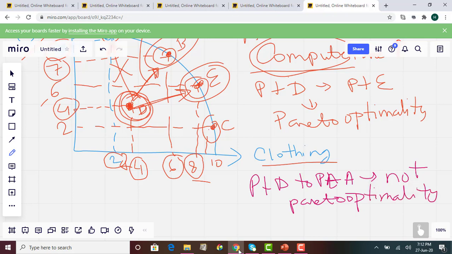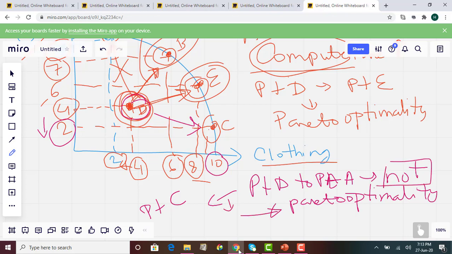Okay, how about if we move from point D to point C? Again, point D has 4 computers and 4 clothing. Point C has 10 clothing but only 2 computers, so the number of computers is going down. So even if we move from point D to point C, there is an opportunity cost, so it is not Pareto optimality. So if we move from point D to point C or point D to point A, that does not represent Pareto optimality, because there is opportunity cost. We are gaining output at the expense of someone else.